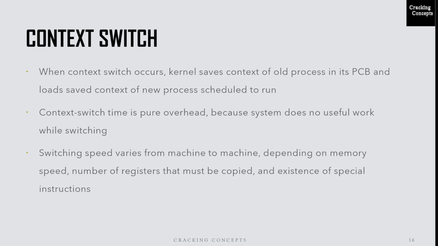Switching speed varies from machine to machine depending on the memory used, also the memory speed, the number of registers that must be copied, and the existence of special instructions such as single instructions to load or store all the registers. A typical speed is a few milliseconds.